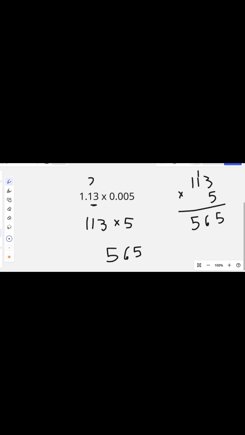Now, look at how many decimal places we're looking at. We're looking at 2, and we're looking at 3. 2 plus 3 is 5. So we're looking at 5 decimal places here. So that's going to be 1, 2, 3, 4, 5. So your answer, my friends, is 0.00565. Nothing to it. We're just counting how many decimal places are in total, and doing it that way.